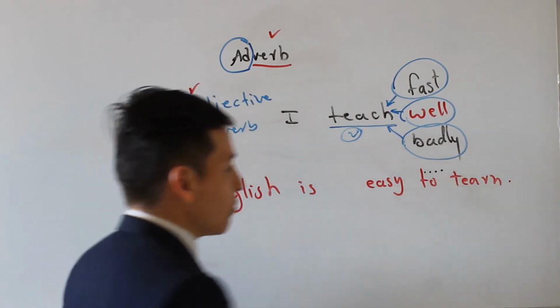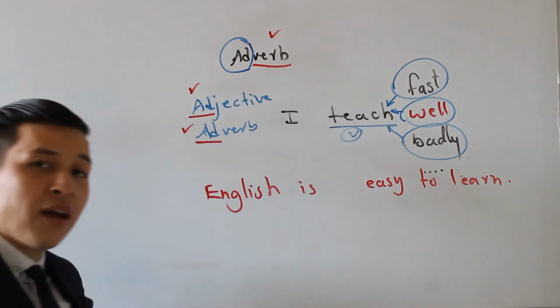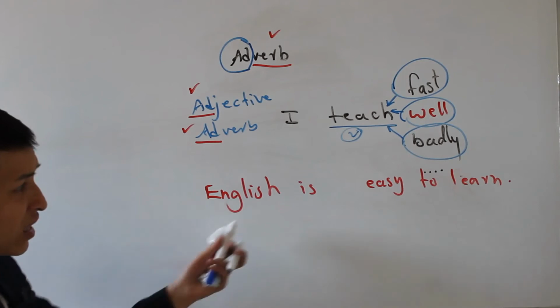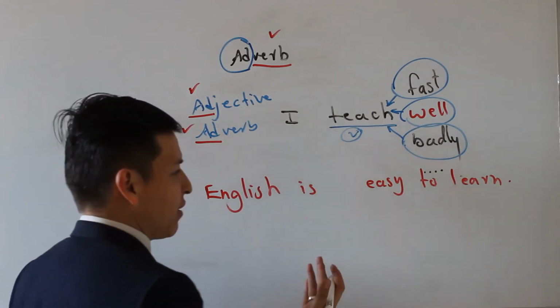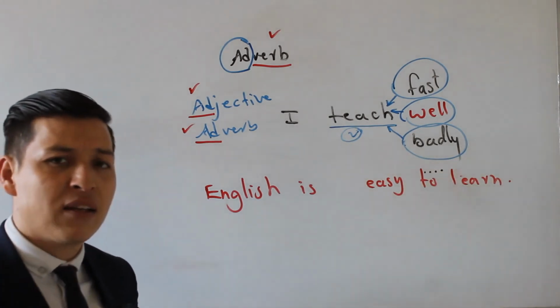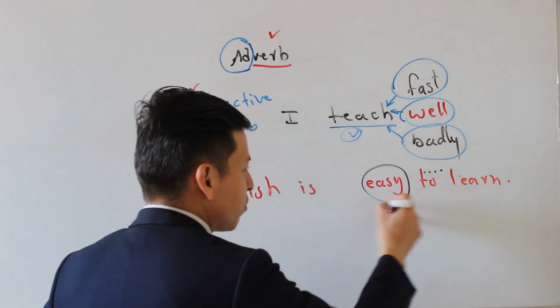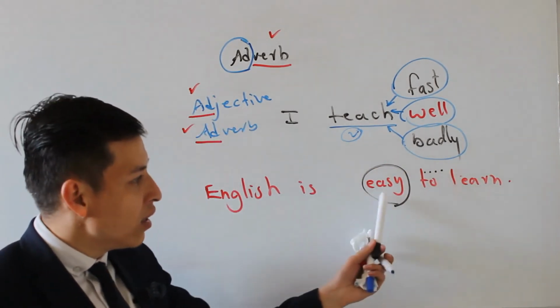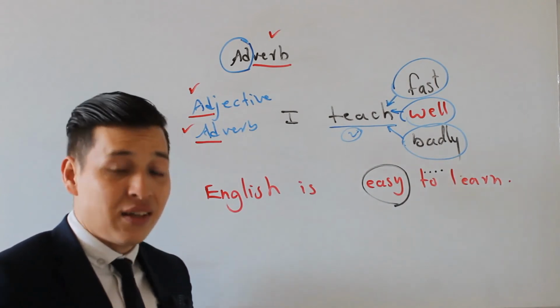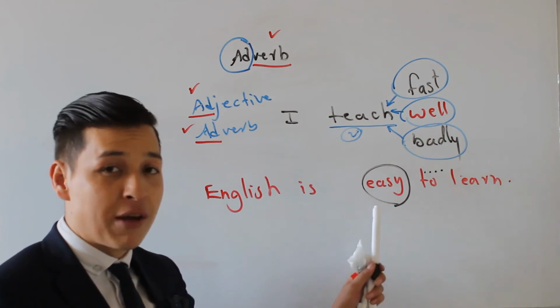English is easy to learn. So, when I say English is easy to learn, in here we have our sentence. This is a complete sentence, but I want to somehow give some more information about the word easy. I want to say how easy English is. And here we can add an adverb to describe this adjective.